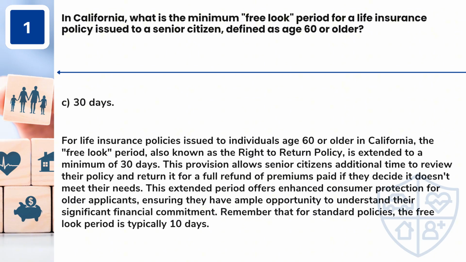Answer: C. 30 days. For life insurance policies issued to individuals age 60 or older in California, the free look period, also known as the right to return policy, is extended to a minimum of 30 days. This provision allows senior citizens additional time to review their policy and return it for a full refund of premiums paid if they decide it doesn't meet their needs. This extended period offers enhanced consumer protection for older applicants, ensuring they have ample opportunity to understand their significant financial commitment. Remember that for standard policies, the free look period is typically 10 days.